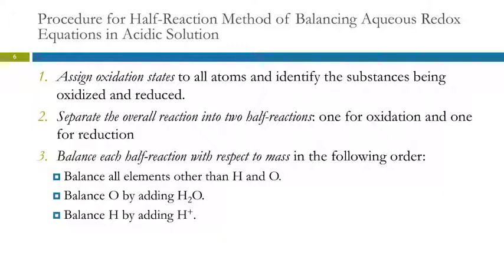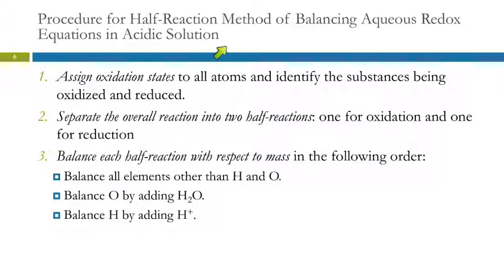This first step is good, but it's actually not absolutely necessary. Assign oxidation states to all the atoms, identify what's being oxidized and reduced. That might be necessary in a more complicated equation. For most of ours, we're not actually going to need to do that. Number 2, separate the overall reaction into 2 half reactions, one for oxidation, one for reduction. And we're going to balance each of those half reactions with respect to mass. We'll do that by balancing everything besides hydrogen and oxygen. Then we're going to balance the oxygen.